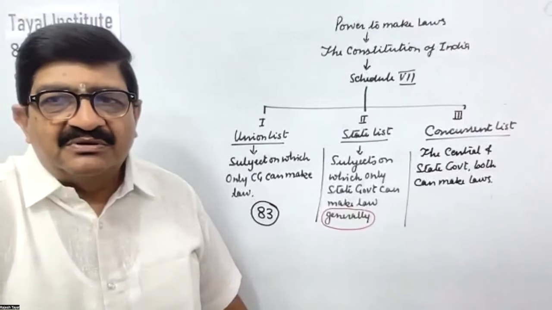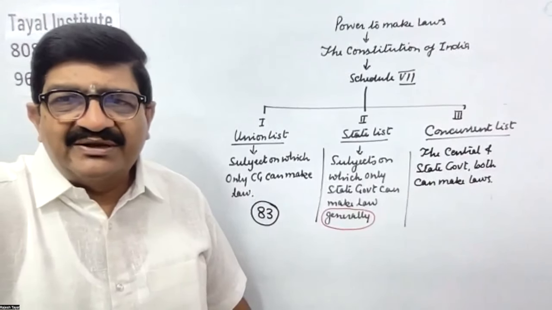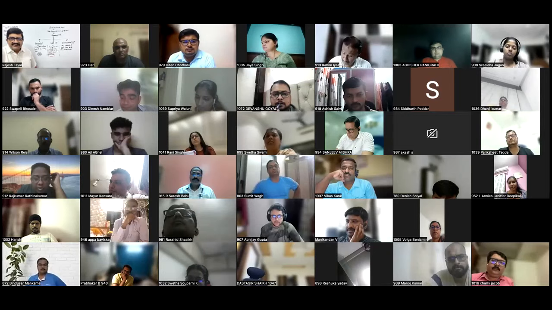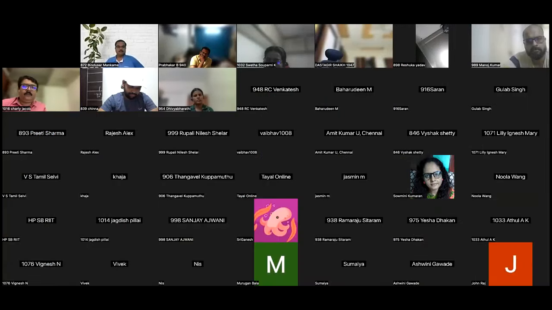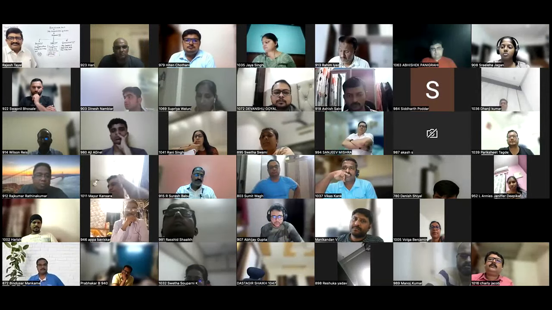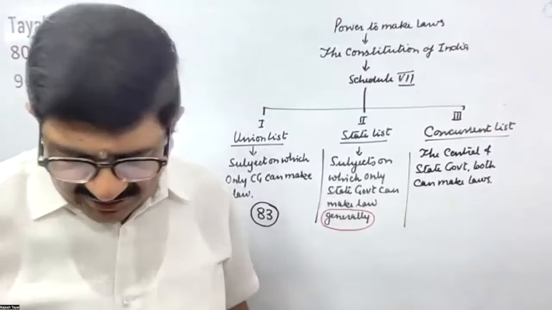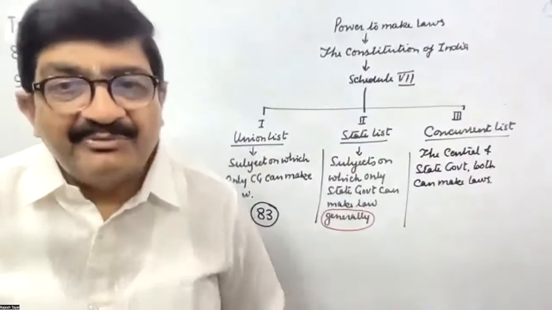There's some background noise coming. Not able to hear you. Sir, in state list. Can somebody check, please? Where is the sound coming from? Has it stopped? Yes, sir. Now it's better. Now, please keep your mics on mute, and as and when you need to talk, please unmute yourself.